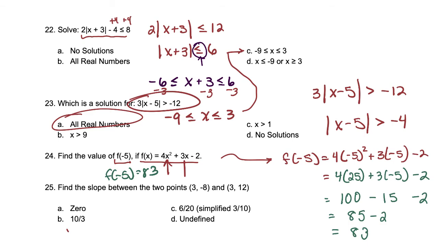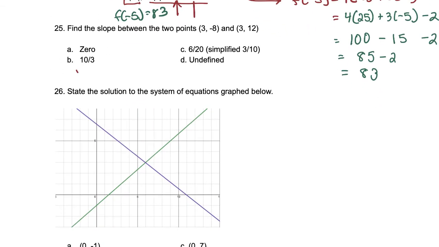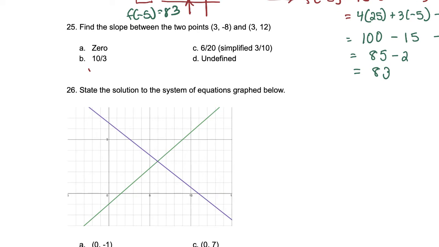Next problem here. Number 25, find the slope between these 2 points. Okay, we should know the slope equation. Slope is change in y, rise over run. Change in y over change in x. Remember, it doesn't matter which ones you call x1 and y1 and x2 and y2. Just make sure the 2's are with the 2's and the 1's with the 1's.